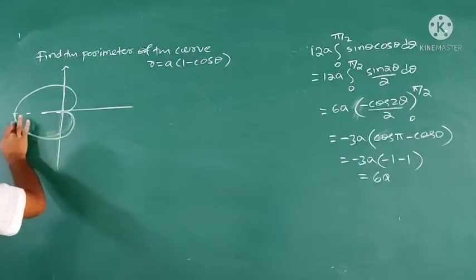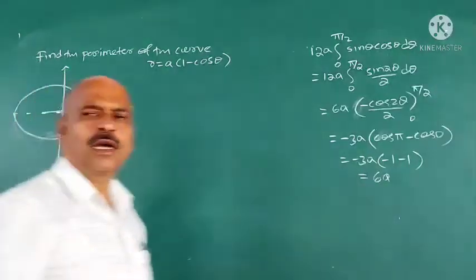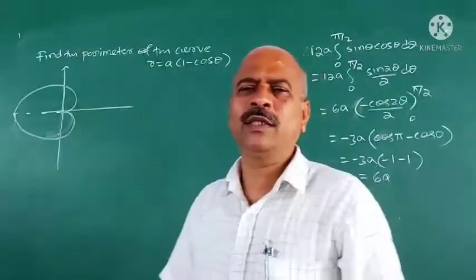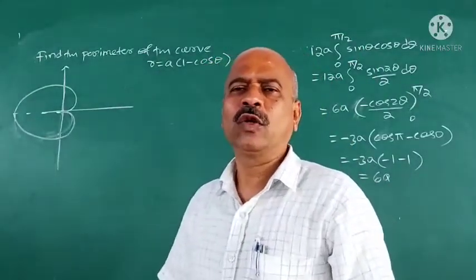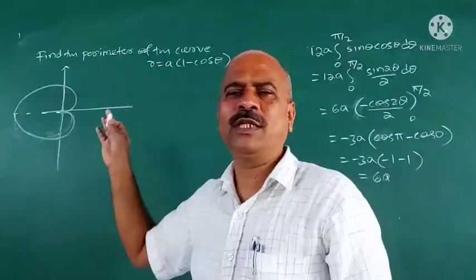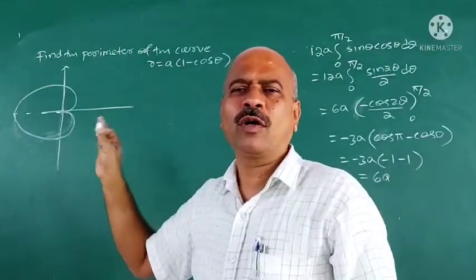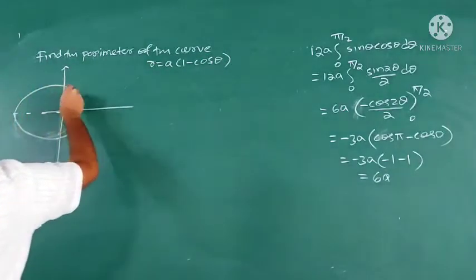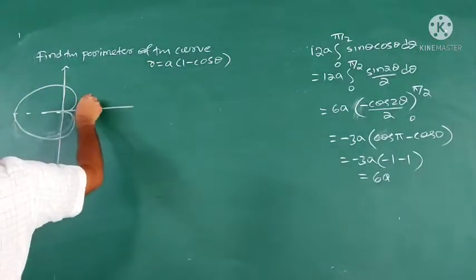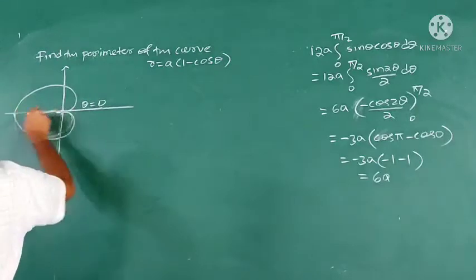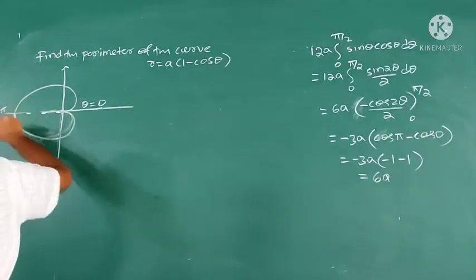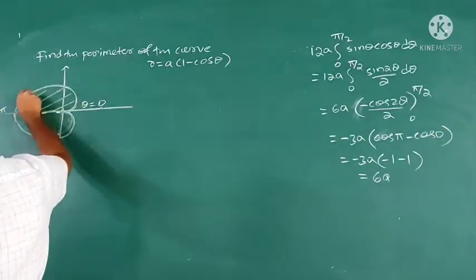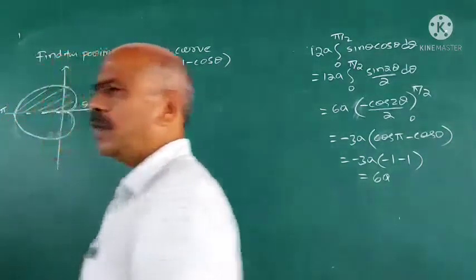Go through this. I have already explained it in curve tracing, and also while applying these areas, that is quadrature, while finding the area of plane regions, we came across this curve. So I directly take this curve. r is a into 1 minus cos theta, and what is this line? Theta is 0. This line is theta is equal to pi, and the curve is symmetric about the initial line. So we require this line. The curve is symmetric.